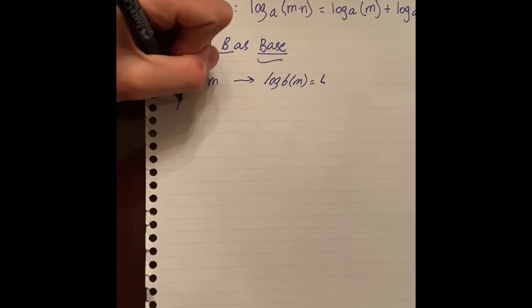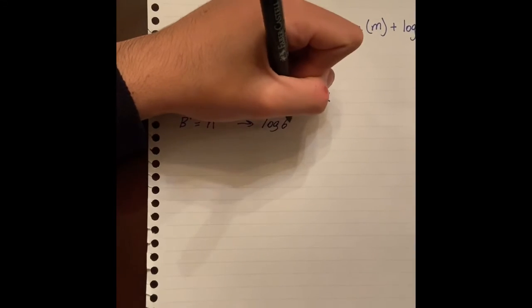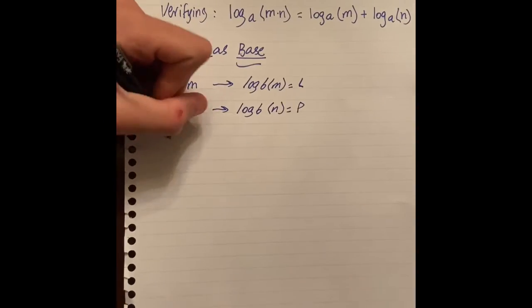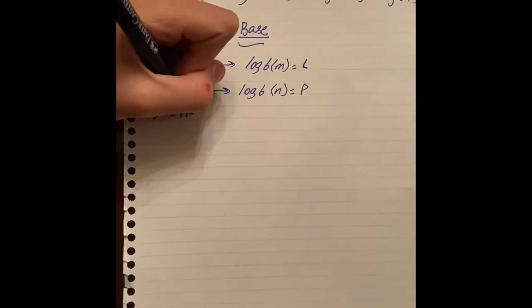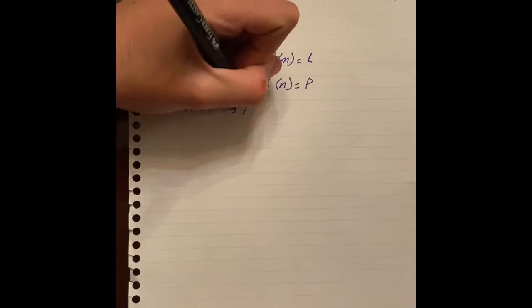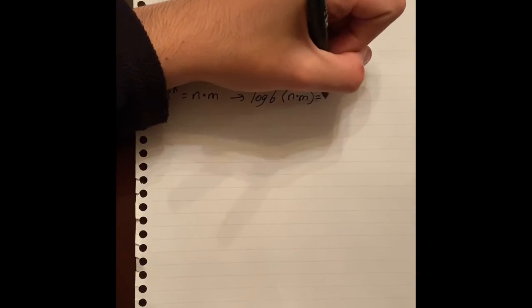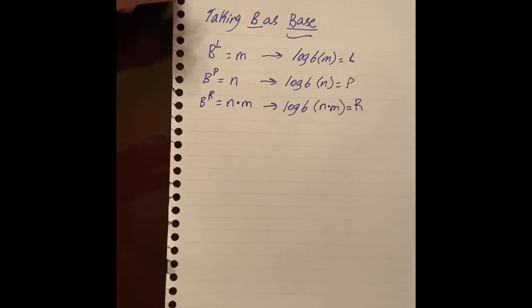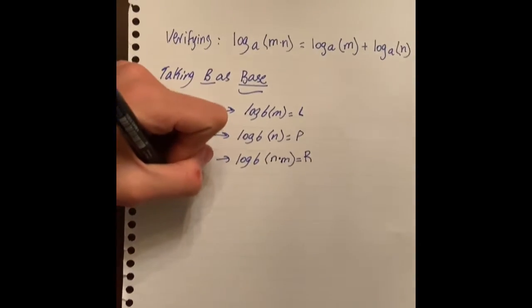So let's say b to the power of l equals m, and rewritten as log would be log base b of m equals l. And then b to the power of p equals n, and rewritten the same way, log base b of n equals p. And now let's use the laws of exponents to combine both, and say b to the power of r, a new variable, equals m times n, in log form, log base b of m times n equals r.